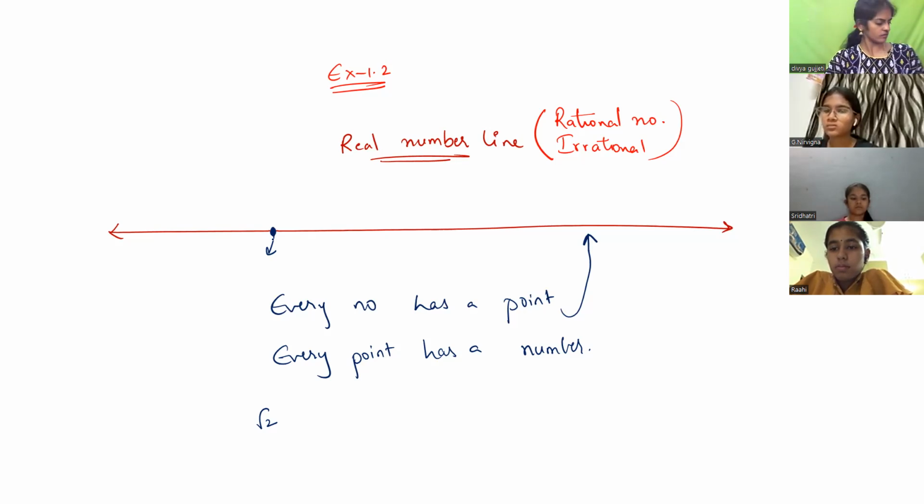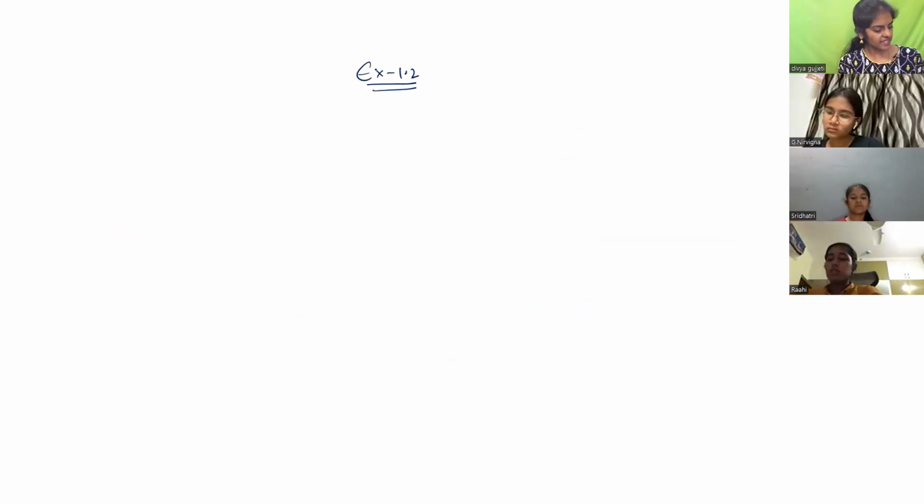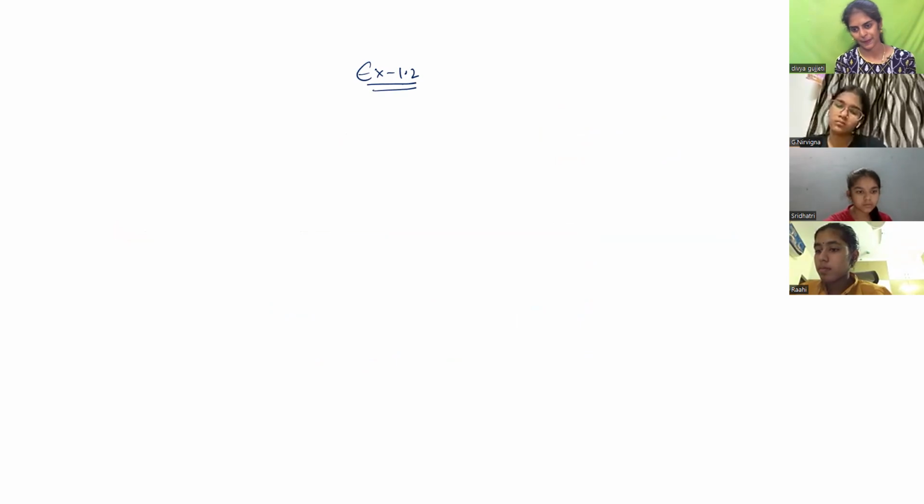Okay, so if you just open your exercise 1.2, before locating the numbers I just want to complete the first two questions. Just look into exercise 1.2. As we discuss the concept, it will be easy for you to complete these first. Every irrational number is a real number. Is it true or false?